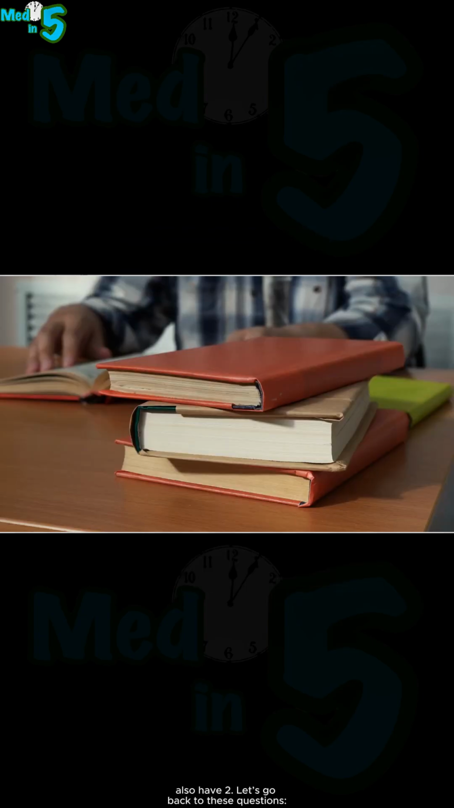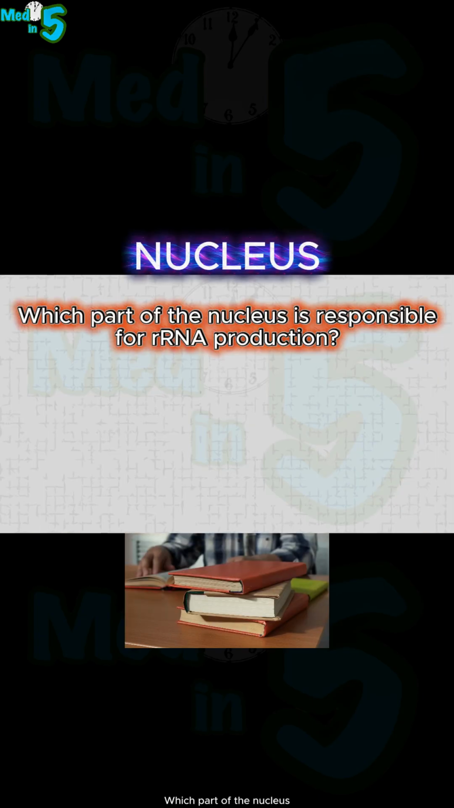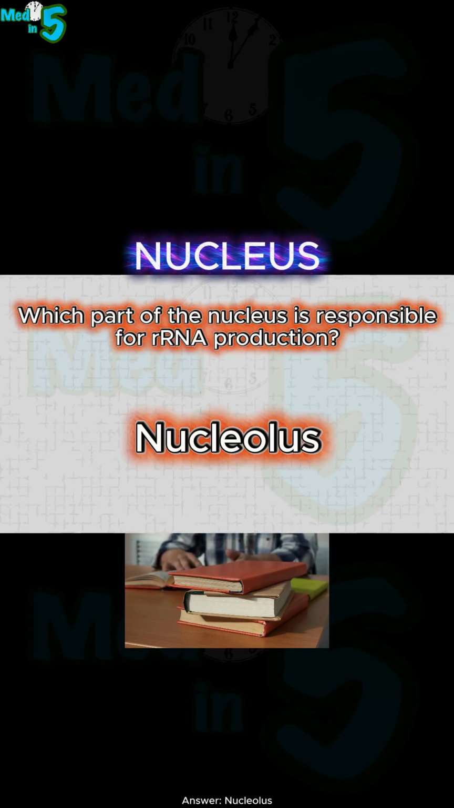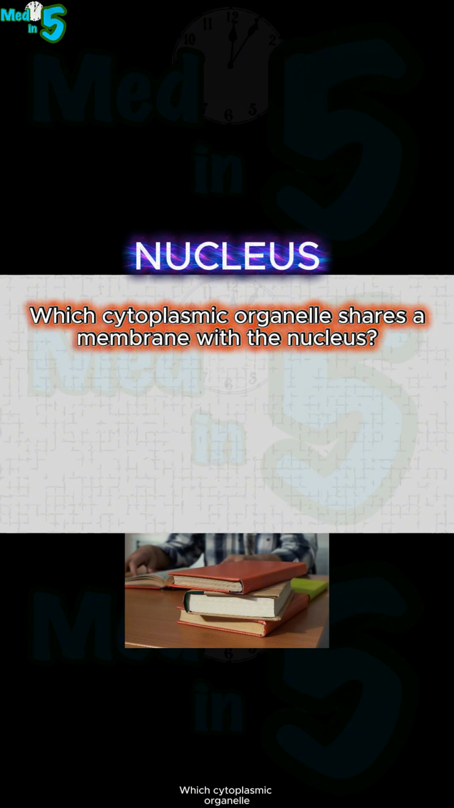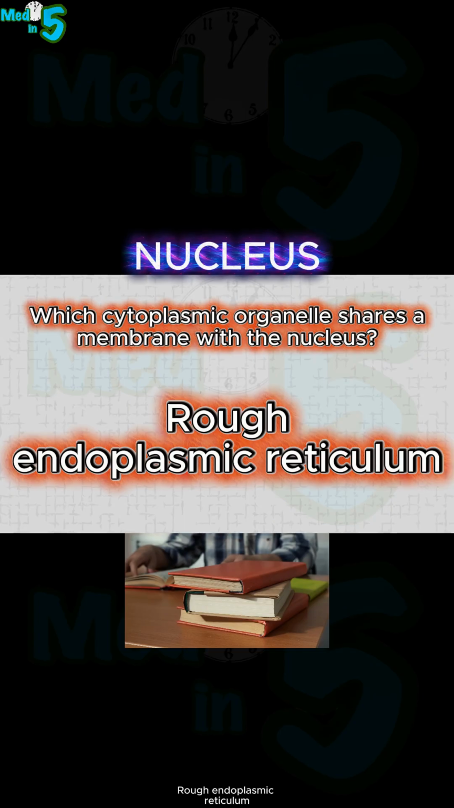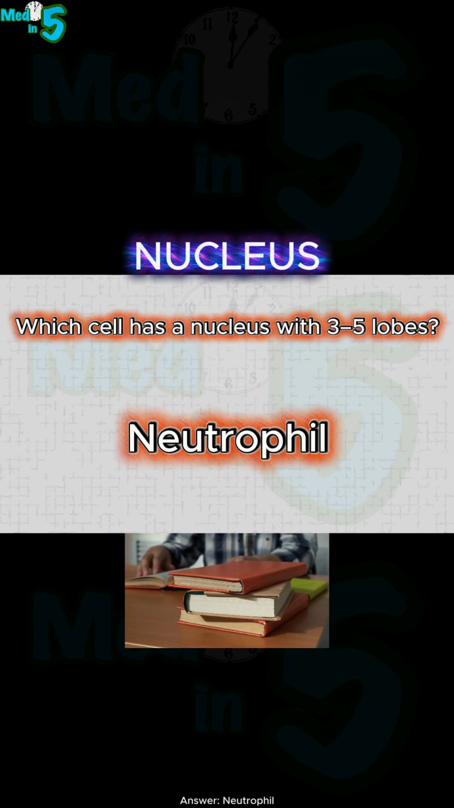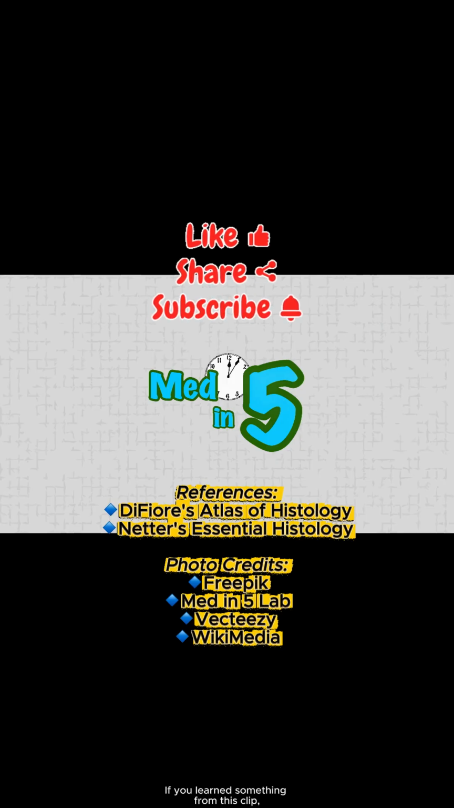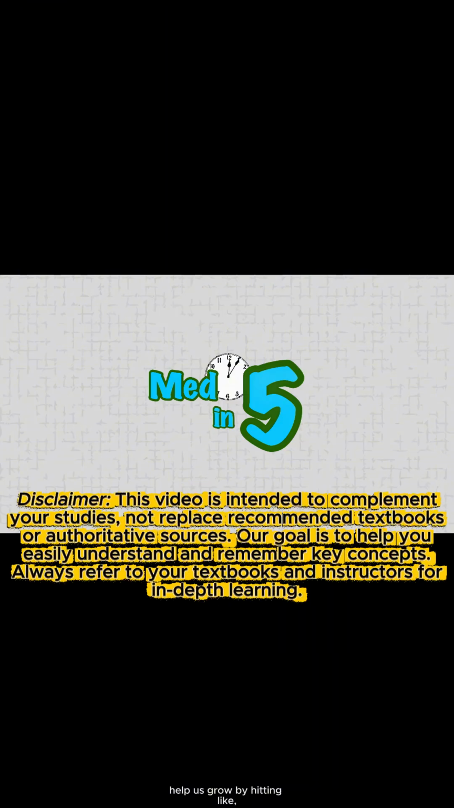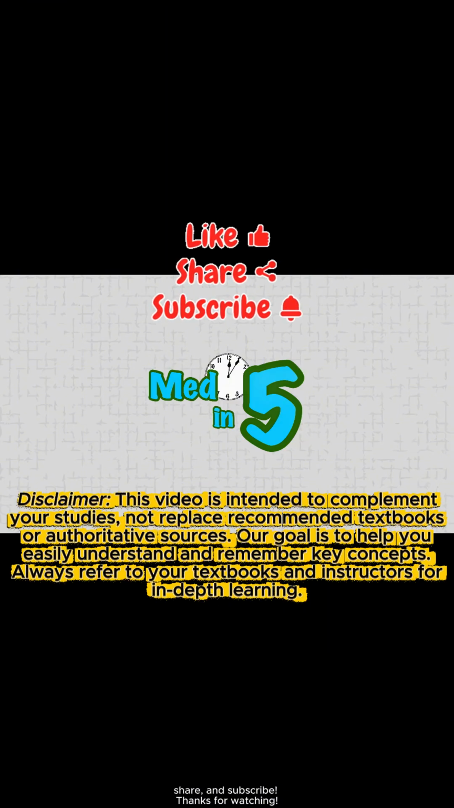Let's go back to these questions. Which part of the nucleus is responsible for rRNA production? Answer: Nucleolus. Which cytoplasmic organelle shares a membrane with the nucleus? Answer: rough endoplasmic reticulum. Which cell has a nucleus with 3 to 5 lobes? Answer: Neutrophil. All good? Wild.